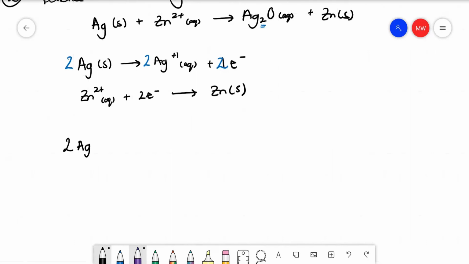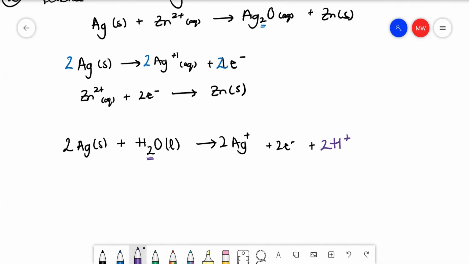Now I add my 2 half reactions, so I've got 2 silvers and I need to balance my oxygen. I've got an oxygen on the other side, so I add a water to get silver plus my 2 electrons. And in this case, my oxygen is just acting as a spectator, so I'm not going to add it to my silver yet. Then I balance my hydrogens by adding 2 protons on the right-hand side of the equation.